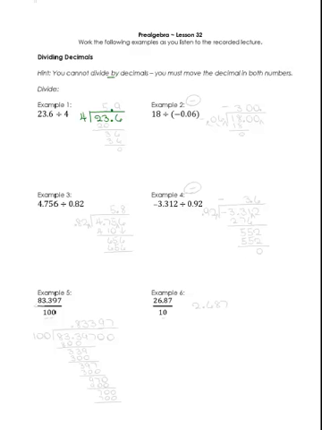4 will go into 23 5 times. 5 times 4 is 20. And now I'm going to subtract. And I'll have to bring down the next digit, which is 6. 4 will go into 36 9 times. I'll multiply 4 times 9. It's 36. I have no remainder, so I'm finished. The answer is 5.9.